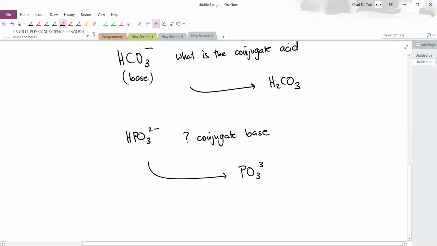If this is an acid and we want to know what the conjugate base is, it means this one is an acid. So it actually donates that proton. So we lose a proton, and then I lose another positive charge, which makes the overall charge 3 minus.